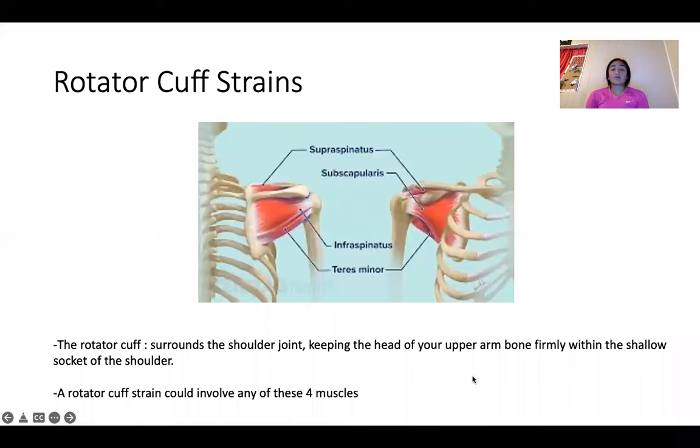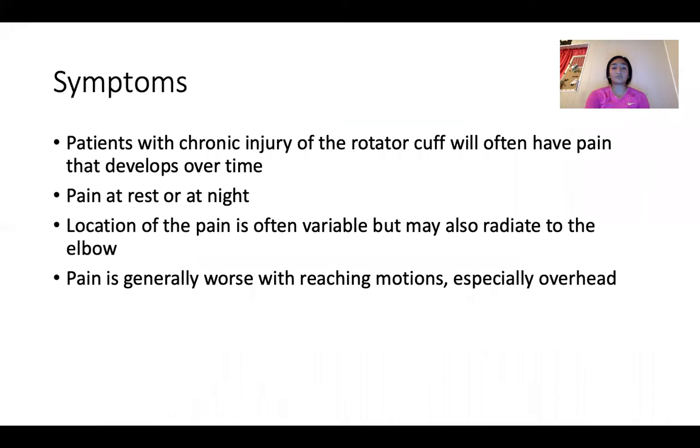The rotator cuff surrounds the shoulder joint, keeping the head of your upper arm bone firmly within the shallow socket of the shoulder. It involves four muscles, including the supraspinatus, which elevates the shoulder, the infraspinatus, which externally rotates the shoulder, along with the teres minor, and your subscapularis, which allows the humerus to move freely during elevation.